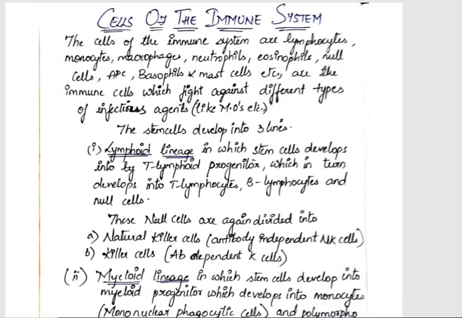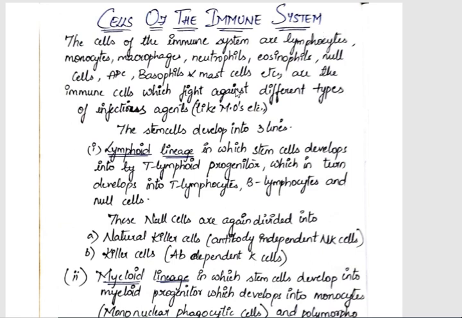Hi everyone. In the immunology subject, we are going to learn about cells of the immune system. Our human body contains certain types of cells which protect us from different types of infectious agents like microorganisms, bacteria, viruses, etc. Those cells are classified as cells of the immune system. Examples are lymphocytes, monocytes, macrophages, neutrophils, eosinophils, null cells, etc.